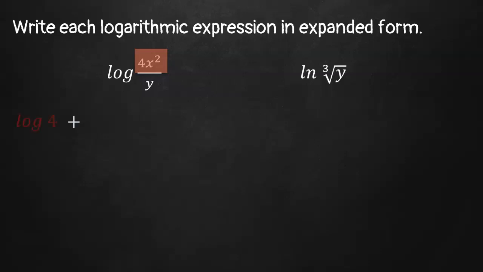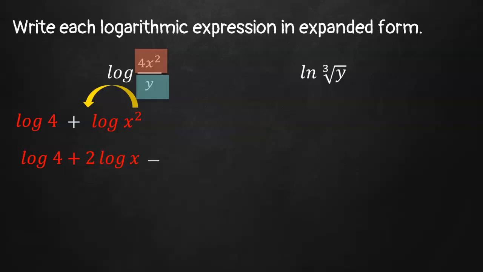So I'm going to take that 4 and write log of 4. And then I'm going to take that x squared and write log of x squared. What you should see is that you have a power, an exponent that's going to come right to the front and be a coefficient, which is going to get me 2 log of x. Now, for the denominator, you see that it's a division by y, so that means you're going to have a minus sign. So I'm going to write log of y at the end.